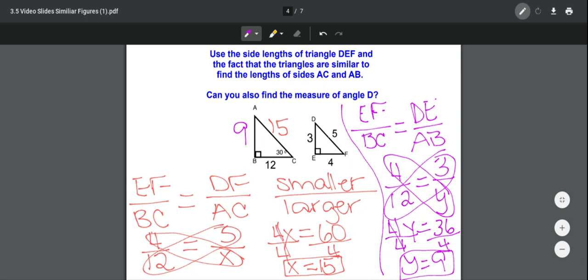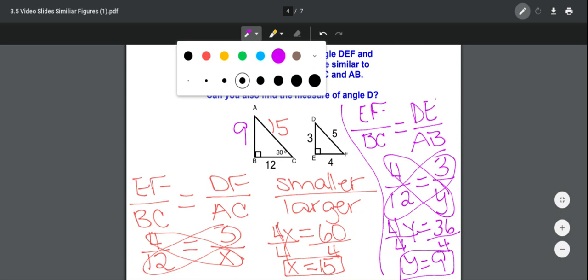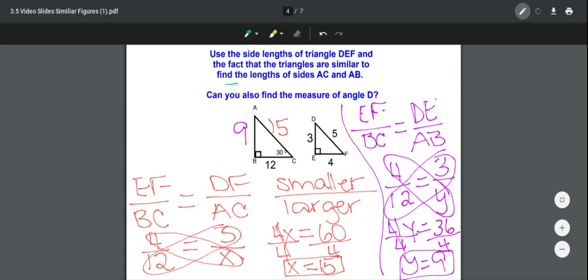Now, thinking back to the definition of similar triangles or similar figures, it said that the side lengths are proportional or have equivalent ratios to each other. If you remember, it also said that their angles are equal to each other. So let us answer the second question posed in this problem. Can you also find the measure of angle D? Here is angle D.